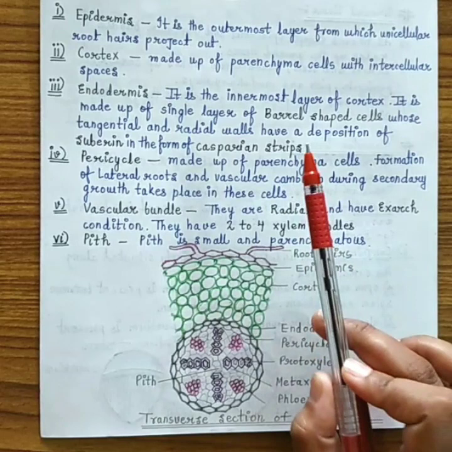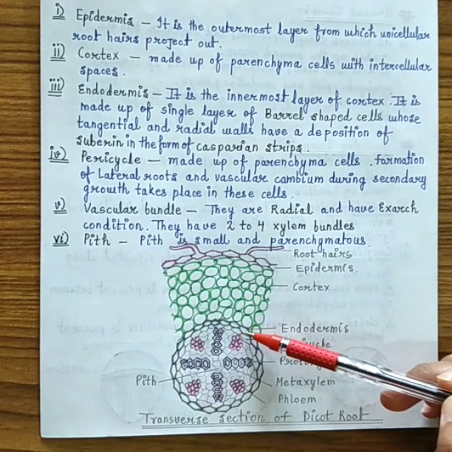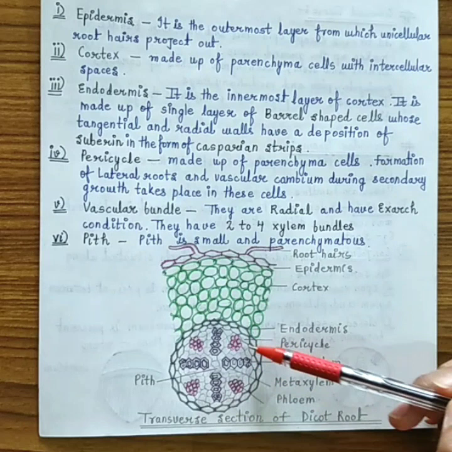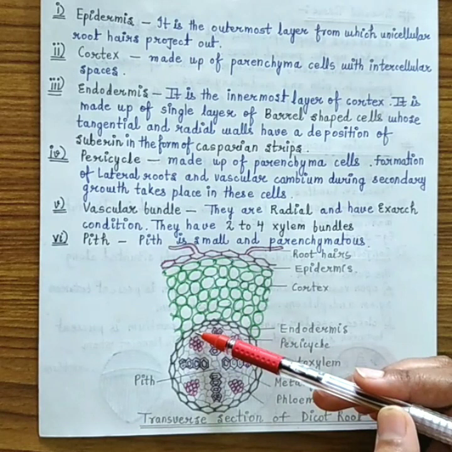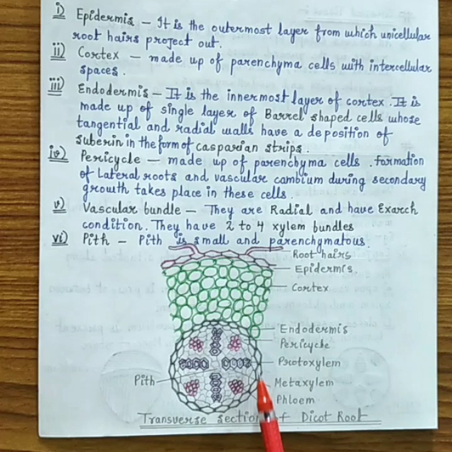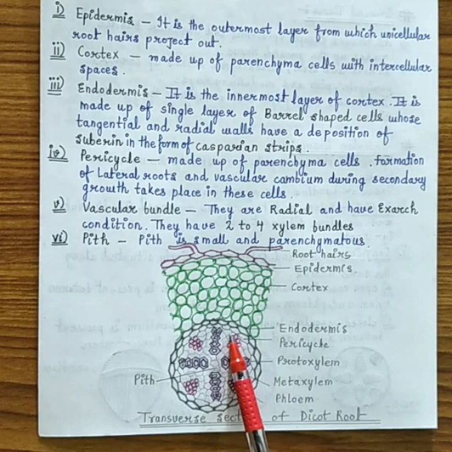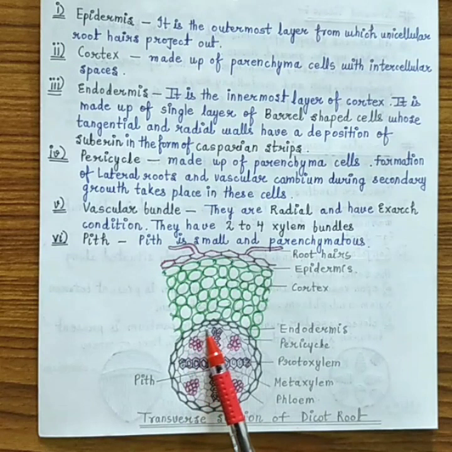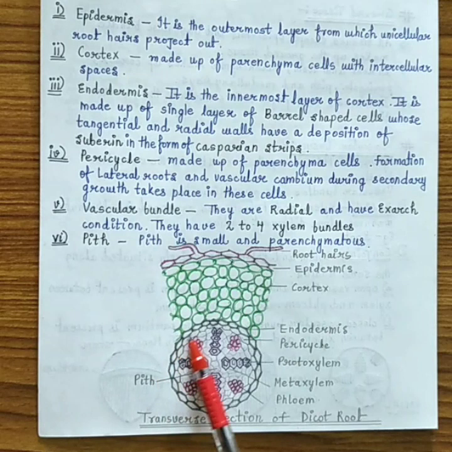Endodermis is the innermost layer of cortex, means cortex jahan end hota hai wahan pe endodermis layer hoti hai, and this innermost layer, that is single layer, is made up of barrel shaped cells, and these barrel shaped cells ki tangential or radial walls pe there is a deposition of suberin. Suberin ka deposition hota hai iski walls pe in the form of Casparian strips. So this is something very important ki jo cortex ke baad sabse innermost layer hoti hai, that is endodermis, and endodermis is made up of barrel shaped cells, and these barrel shaped cells inki walls pe suberin ki coating hoti hai, suberin ka deposition hota hai, and that deposition is known as Casparian strips.